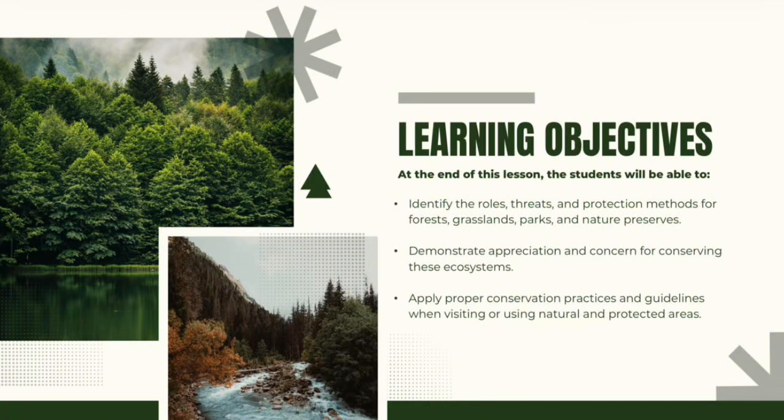Now let us begin with the learning objectives. At the end of this lesson, the students will be able to identify the roles, threats, and protection methods for forests, grasslands, parks, and nature preserves. Next, demonstrate appreciation and concern for conserving these ecosystems. And last, apply proper conservation practices and guidelines when visiting or using natural and protected areas. These are our learning objectives for this lesson.